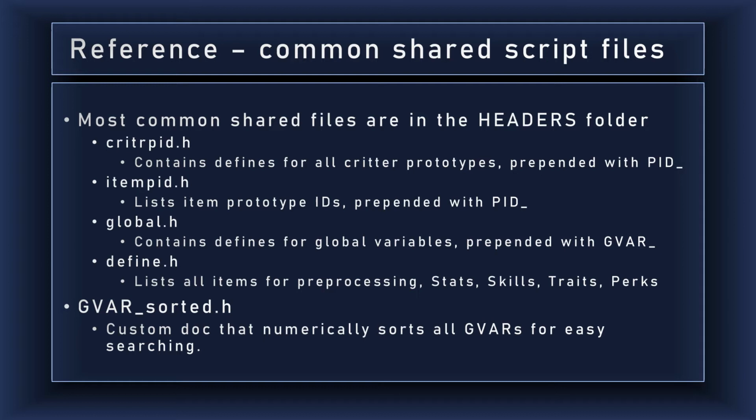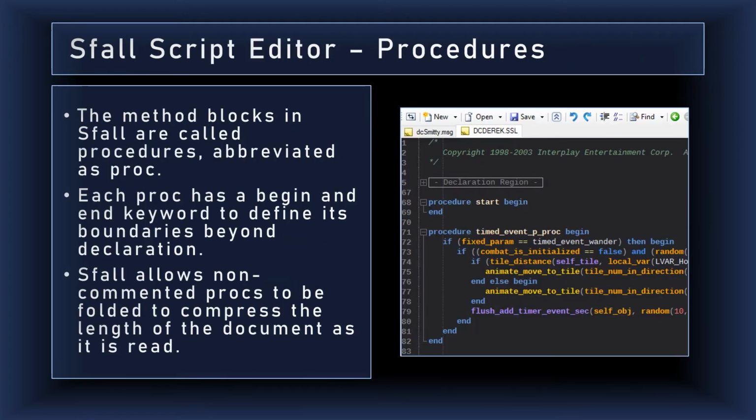Now, gvar sorted.h is one that I did custom. Basically, I just cut and pasted into Excel, sorted it by its numerical content, so that way it would be easy for me to jump up and down the list. If you look at global.h, they're not sorted numerically. They're sorted by content, so they're kind of chunked together, but they're not completely in numerical order. So this one just goes, 441 is going to follow 440. You don't have to jump around and guess where it is.